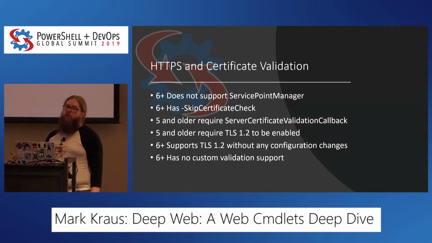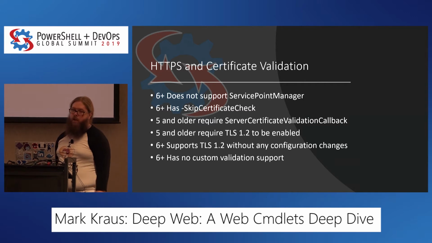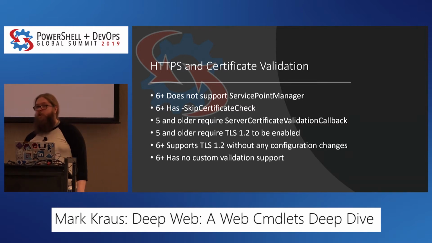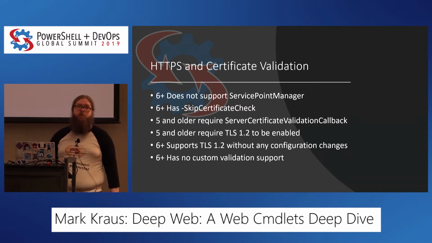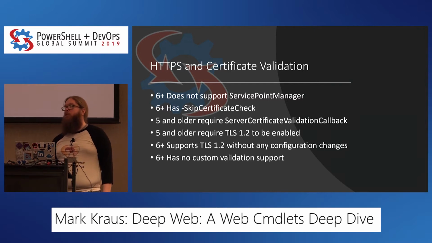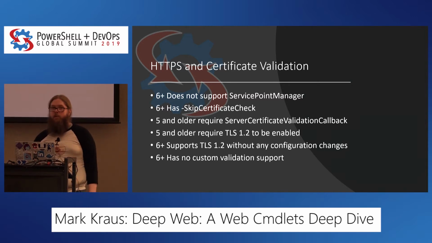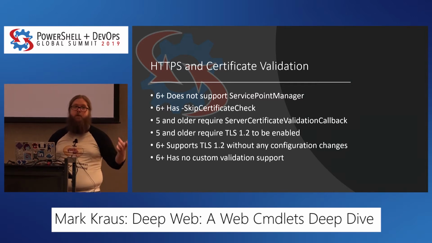So in 5 and older, you had to use the certificate validation callback on the Service Point Manager. And the other thing is that pain point when GitHub, for example, changed to using TLS 1.2, how many people's scripts broke that they were doing anything with the web commands to pull stuff down? Yeah, there's a couple here, right?